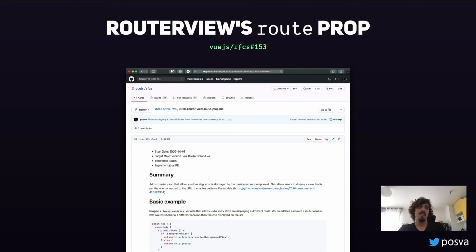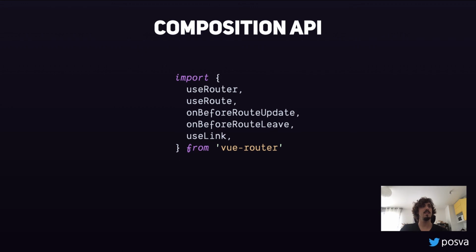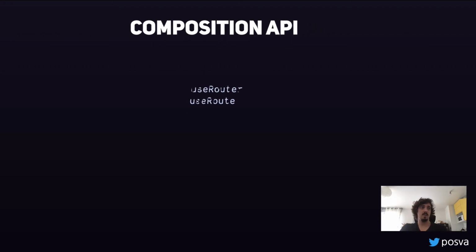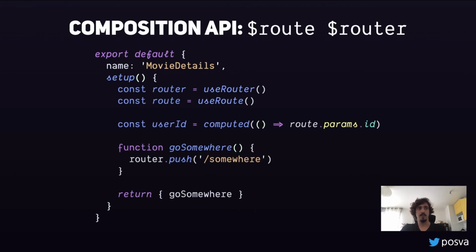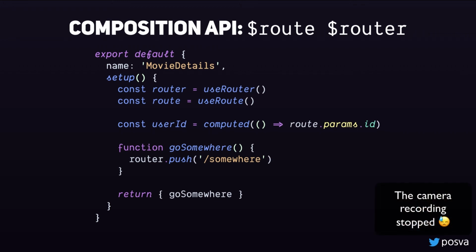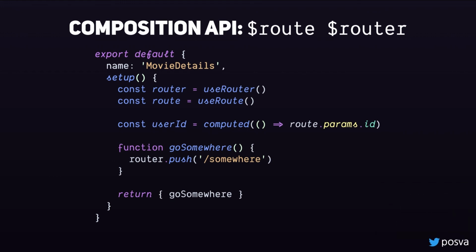So if you want to check more about this, it's a short RFC, but you have this route prop on the router views. And so the new things that are coming also is everything composition API, of course, because we have this new composition API with Vue 3. So we have these functions, so you can use the router options API in setup. The two most basic ones are the equivalent of $route and $router. So in Vue 3, you still have access to these $route and $router in components and in templates. But if you're inside of a setup function, you're going to have to use useRouter and useRoute.